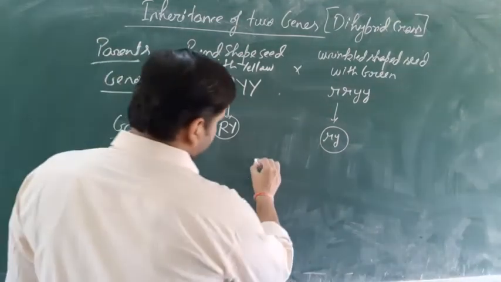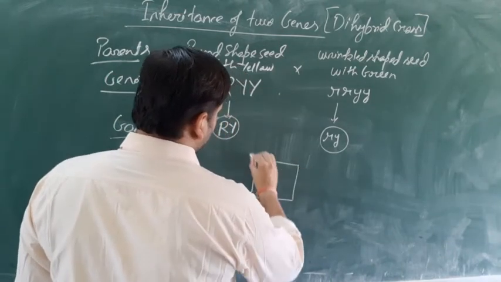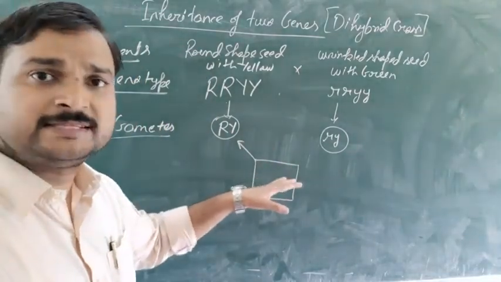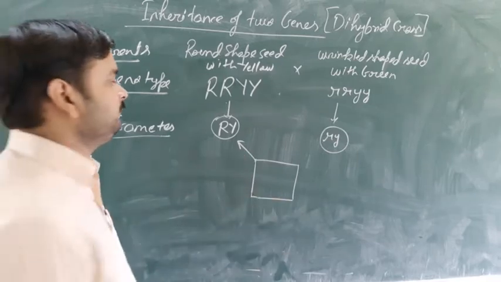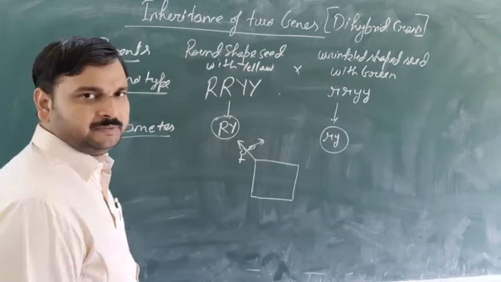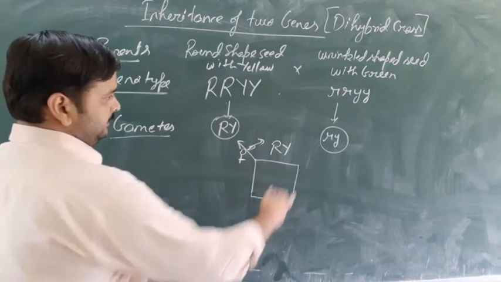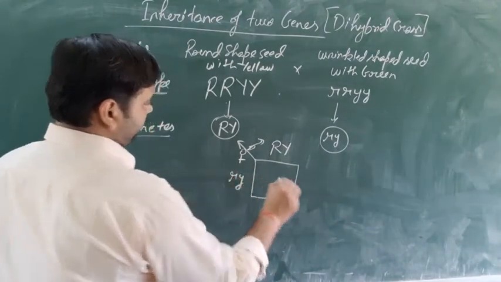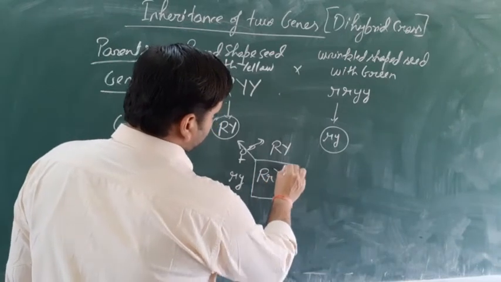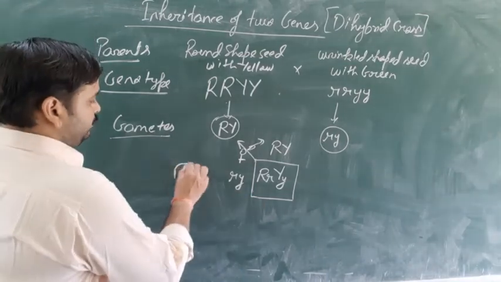Next step is fertilization, and that fertilization we represent in the form of a Punnett square. Here I have considered only one type of gamete, even though four will be there, but all four will be similar. That's why I am considering only one. Any of them can be treated as male or female, the result will not change. So this one I am treating as male and this one as female. Clear? So this will be capital R, small r, capital Y, small y. This is the genotype at F1.